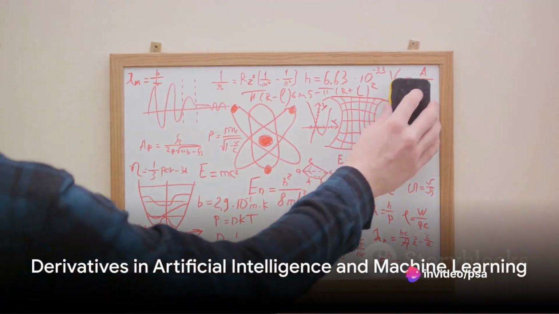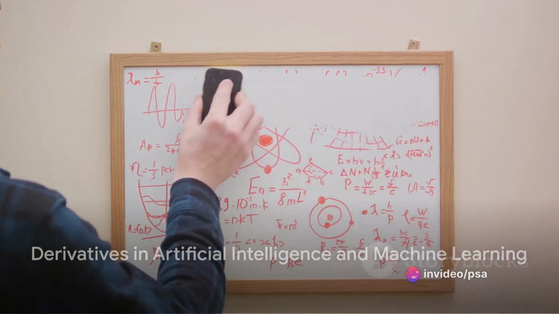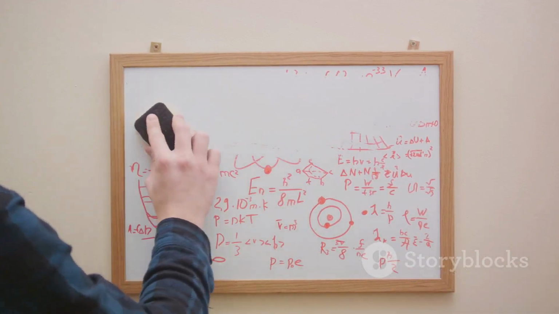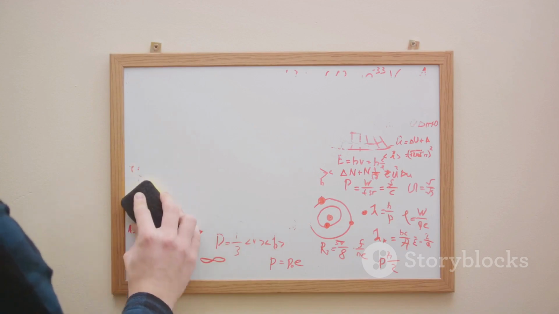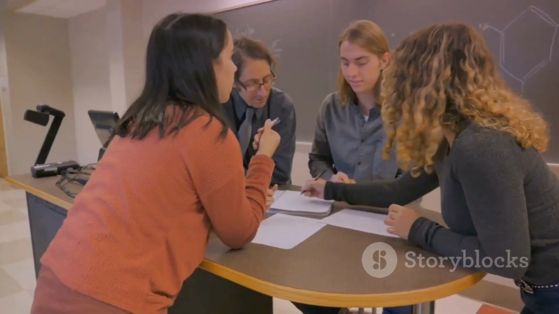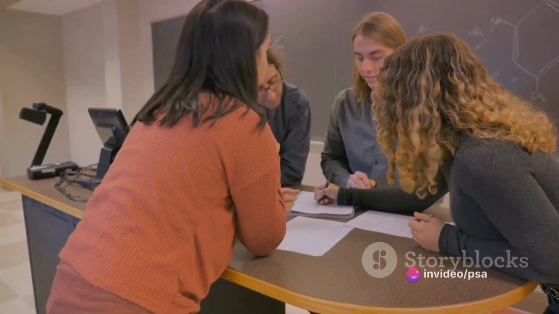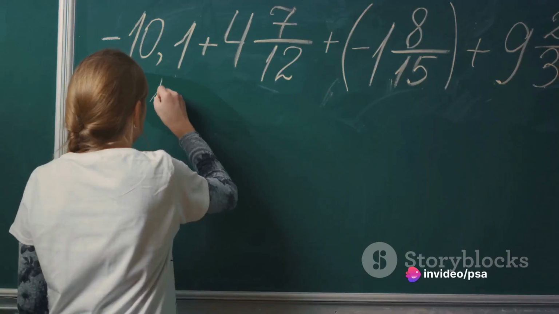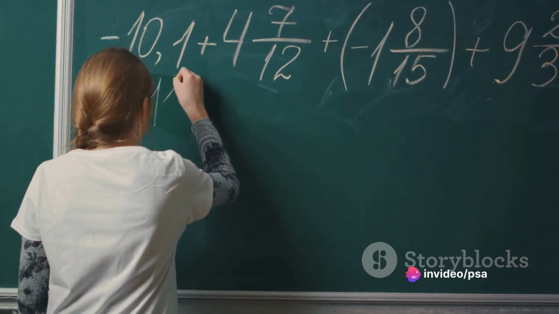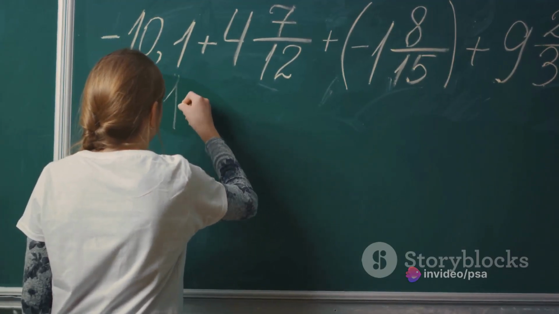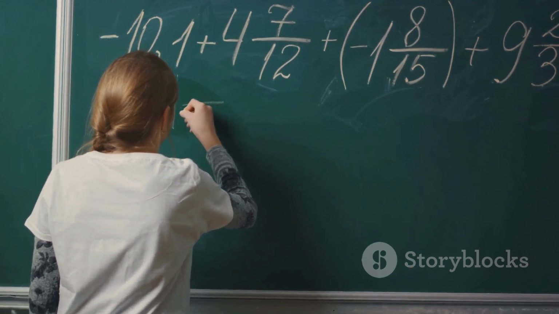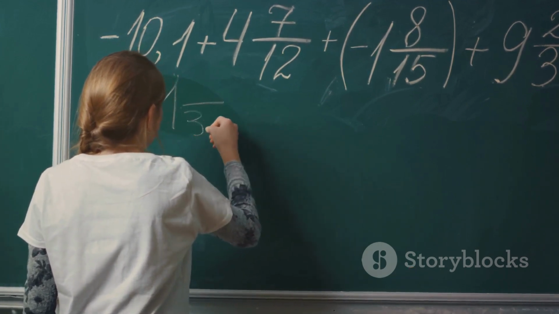Did you know that derivative calculus is at the heart of artificial intelligence and machine learning? Now that might sound like a mouthful, but let's break it down. Machine learning is all about refining algorithms, or sets of instructions, to make predictions or decisions without being explicitly programmed to do so. And guess what? The process of refinement is fundamentally an optimization problem, which is where derivatives come in.